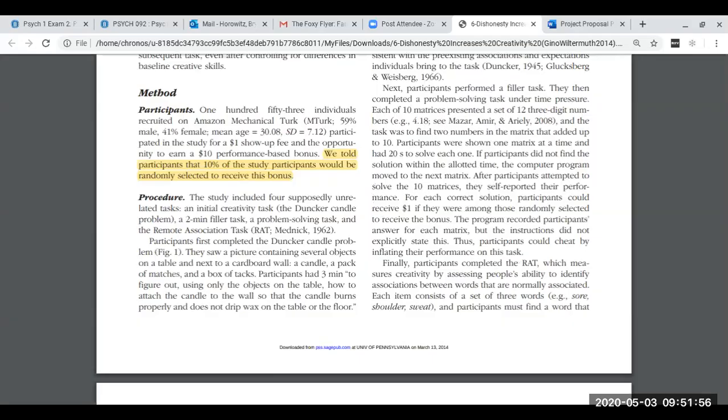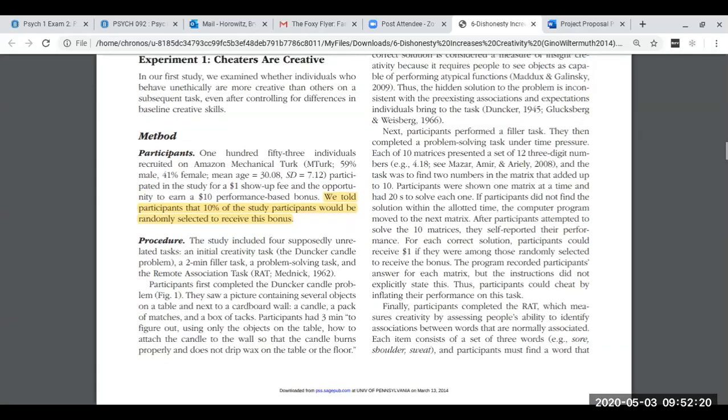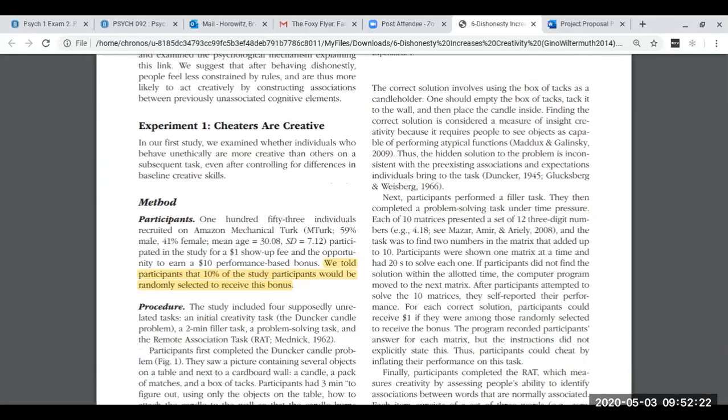They saw a picture containing several objects on a table and next to a cardboard wall: a candle, a pack of matches, and a box of tacks, as I had just pointed out. Participants had 3 minutes to place the candle inside.